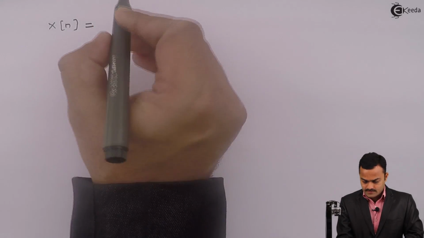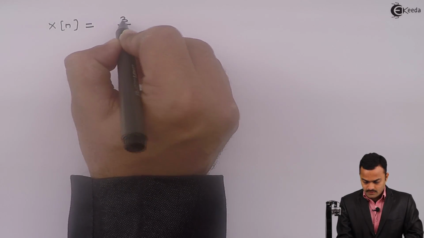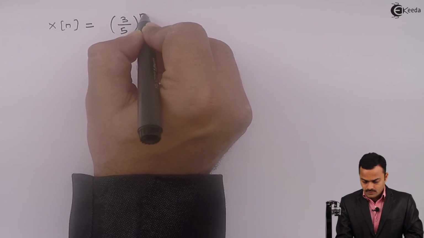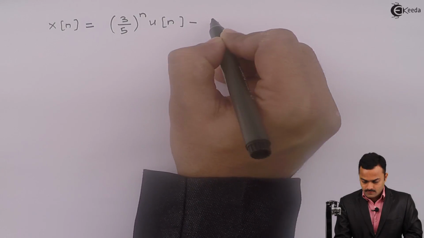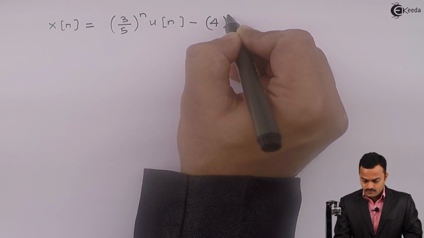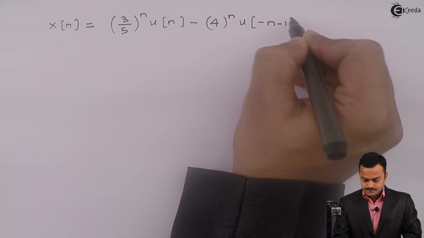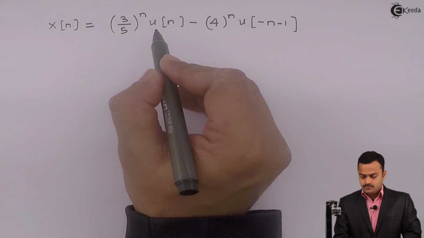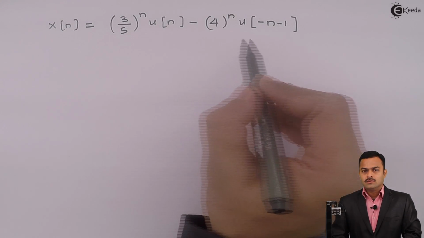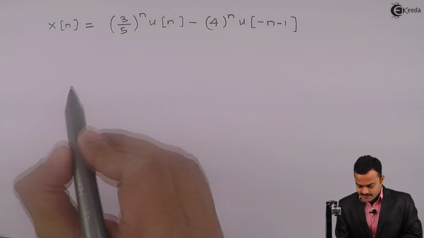x of n equals (3/5) raised to n u of n minus 4 raised to n u of minus n minus 1. Now we need to find out how the signal looks in order to get the energy and power of the signal. So let's plot this x of n against n.